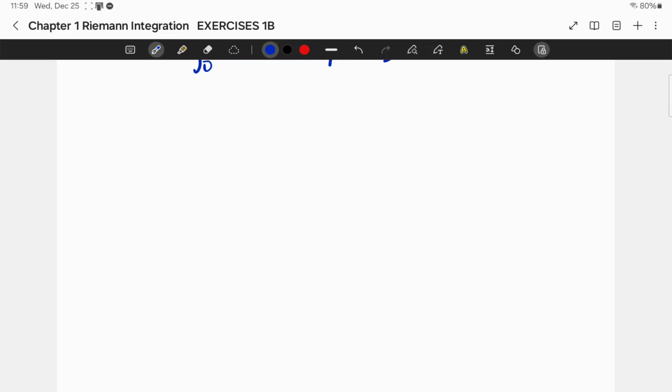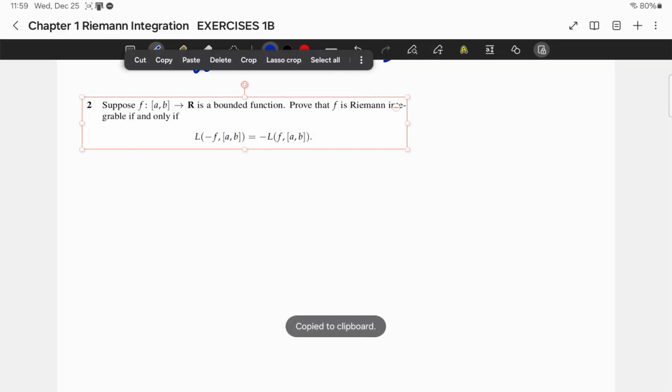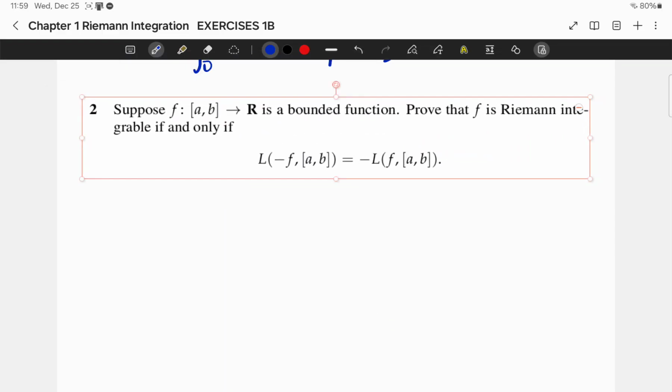Question number 2. So we have: suppose f is a bounded function, prove that f is Riemann integrable if and only if those conditions hold. So let's go and check the forward direction.